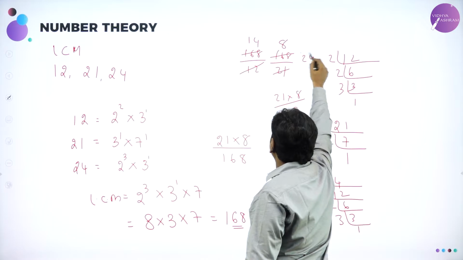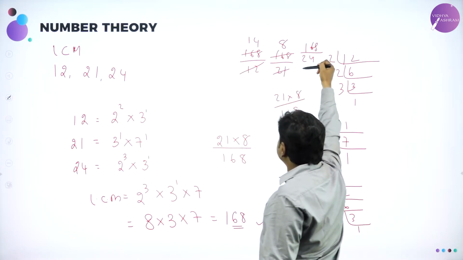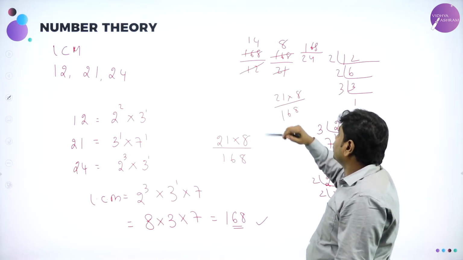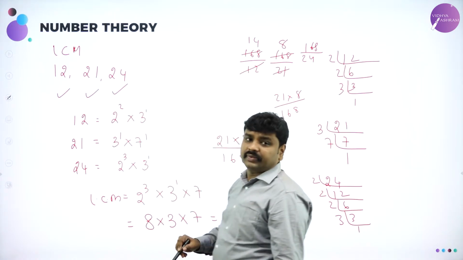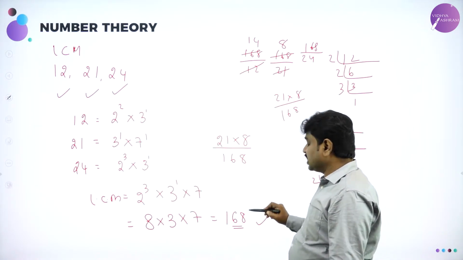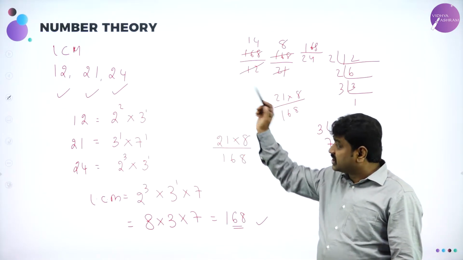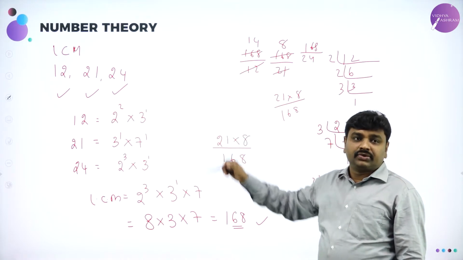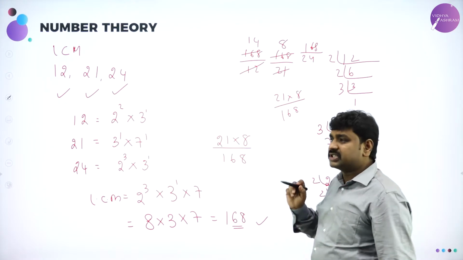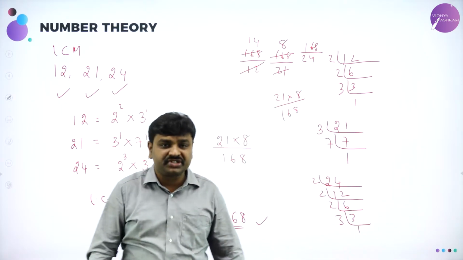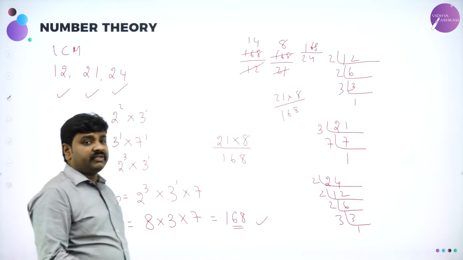Similarly 24 also divides 168, you can try. So 168 is divisible by 12, 21 as well as 24. Therefore this is the least number. We don't have any other number less than 168 that is divisible by all three. If any one number fails to divide this, then it will not become the LCM. So LCM is the least number which is divisible by all given numbers, and this is one technique, which we call the prime factorization method.